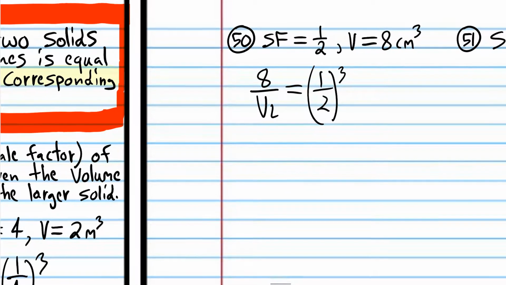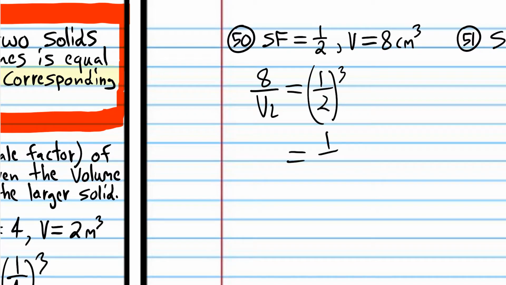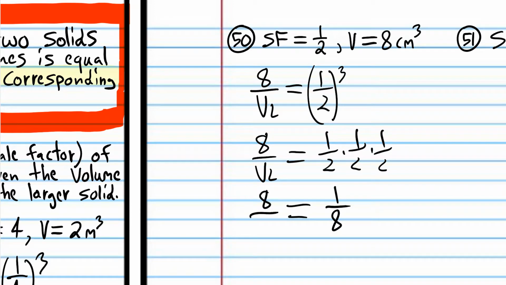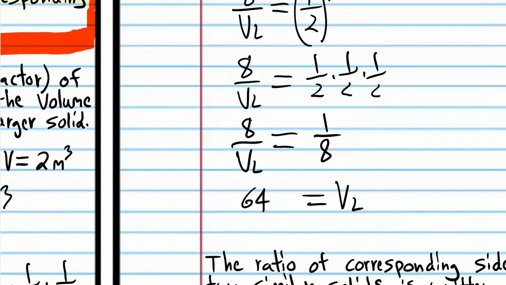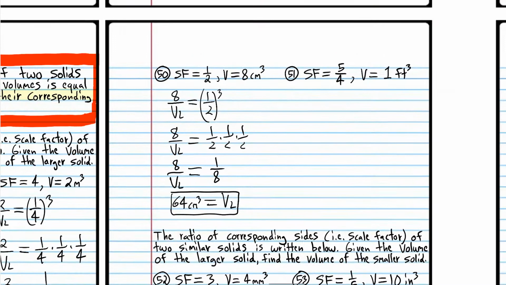Okay, so now we're going to cube 1/2, which just means multiply it by itself 3 times. Again, you don't have to show that work. I'm just doing that for you. So 1 times 1 times 1 is 1. 2 times 2 times 2 is 8. And cross multiplication, 8 times 8 is 64. And 1 times VL is VL. And the units are cubic centimeters. So if you got that answer, good job.